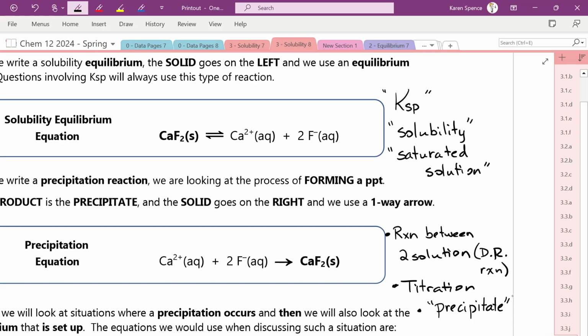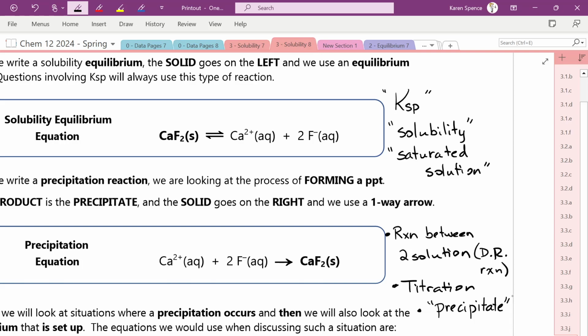So usually, with the solubility equilibrium equation, we're worried about how much is dissolved. Yes? How much is dissolved? When we're looking at a precipitation reaction, we're worried about how much product is formed. How much are we using up?